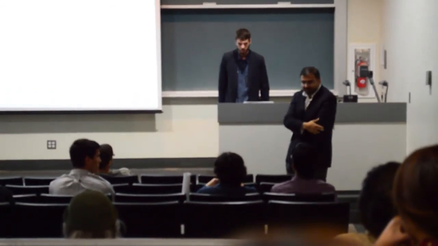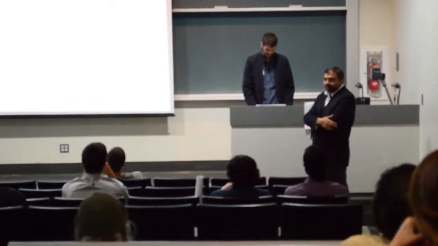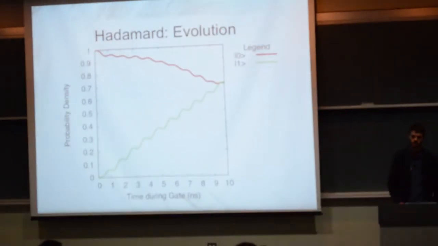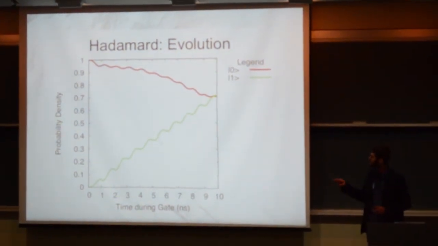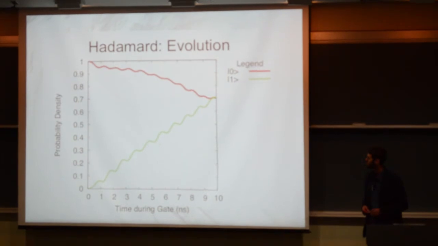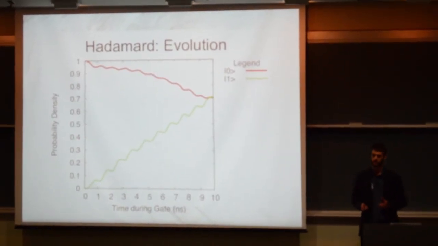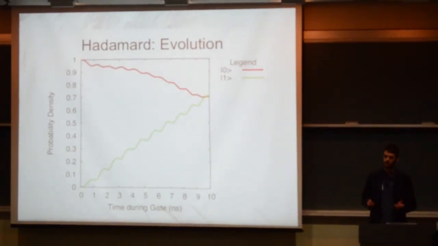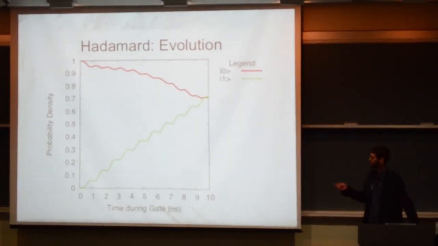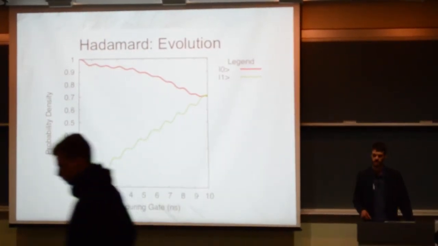Why did it go to 0.7 instead of 0.5? Sorry, the question is why is the final state 0.7 and not 0.5? It's because this is the probability amplitude, so we need to square it to get the probability, which needs to add to 1. And so 0.7 is about 1 over the square root of 2, and so we square that again.